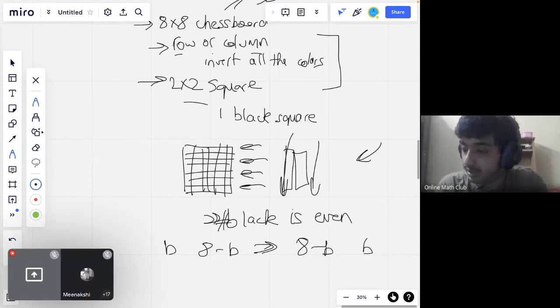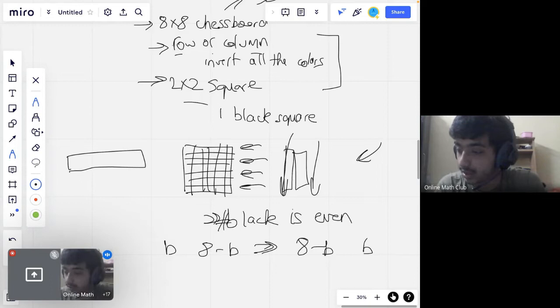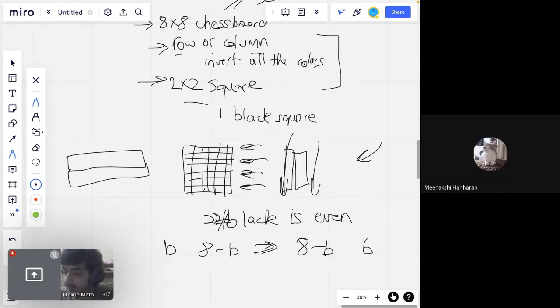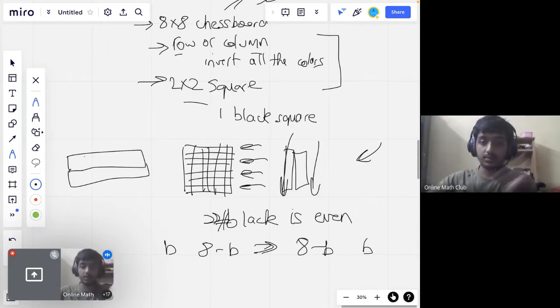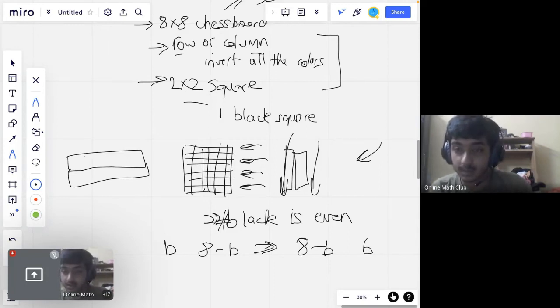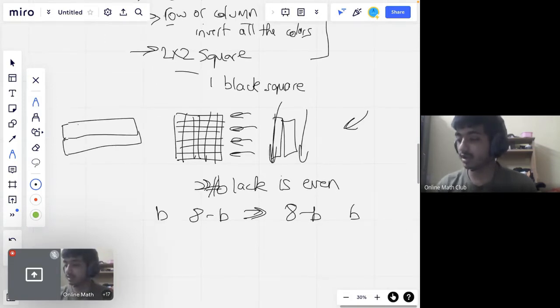To be clear, if you didn't understand how to do that, you invert alternate rows first and then alternate columns. The sum of the numbers mod 2 remains invariant. That is true. That is more or less the same idea.